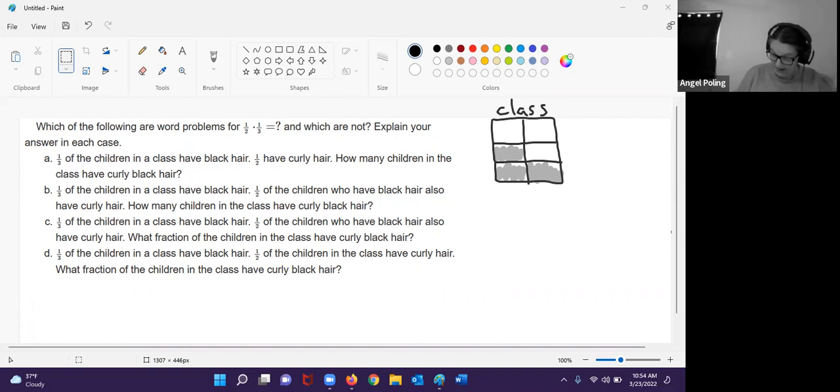And we could have the third with black hair, which now I see I should have shaded with black, in these two squares here. So there could be absolutely no overlap. There could be no children in the class with curly black hair. So this is a possible picture for A. It's not guaranteed to be the answer for A, but that's the problem. We don't have enough information.